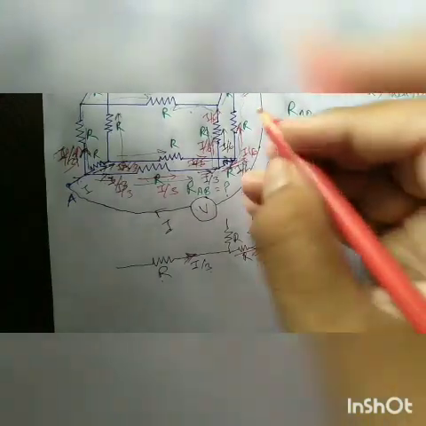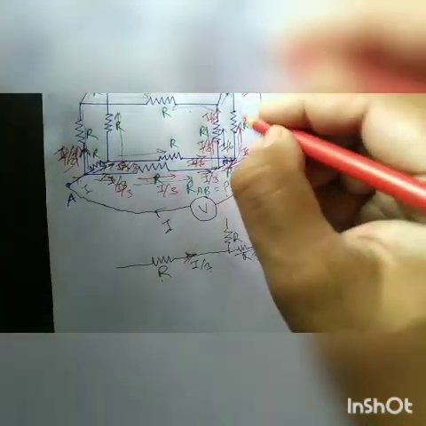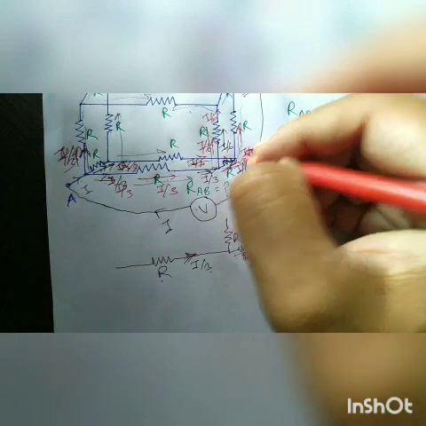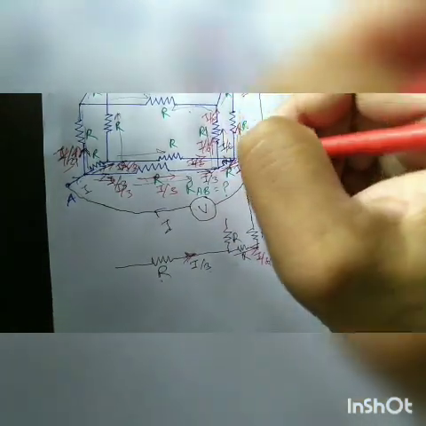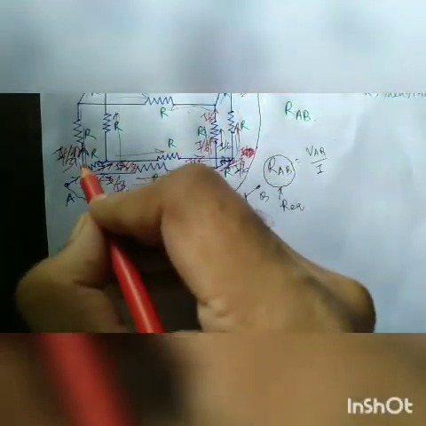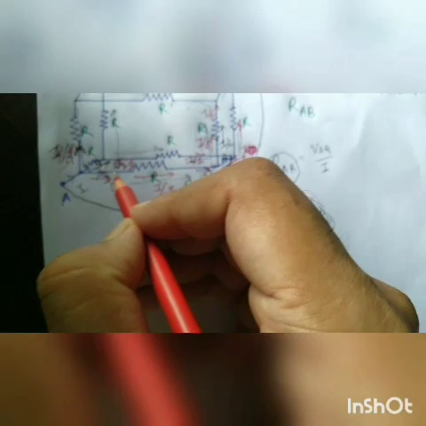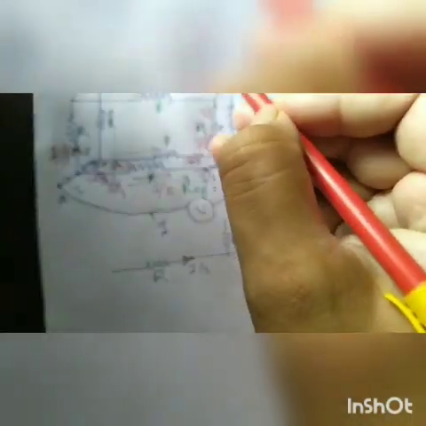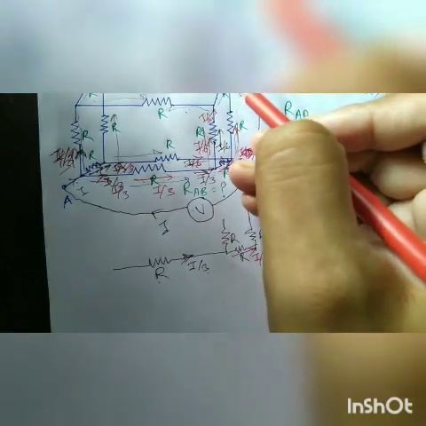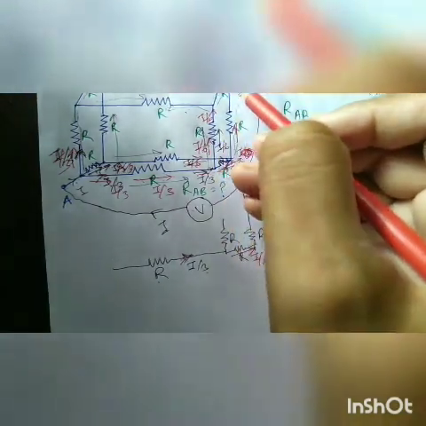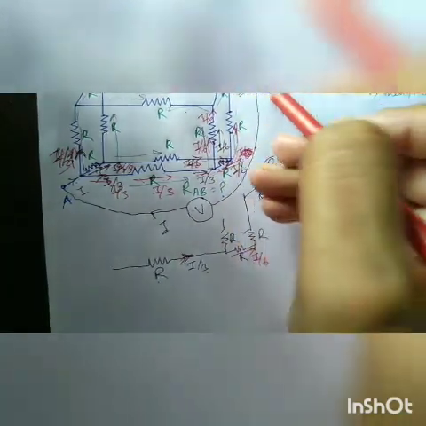After that, which current is flowing through this resistance? The current flowing through this is I by 3. Why I by 3? Because this picture is symmetrical. So as the current leaving from this 3 resistance is I by 3, the current entering into this node will also be I by 3, I by 3, I by 3, equally divided into 3 parts.